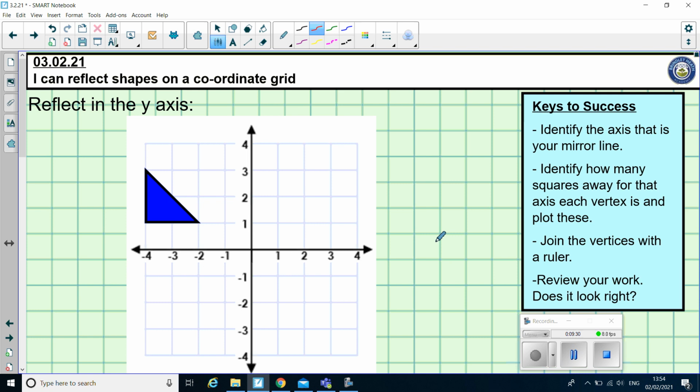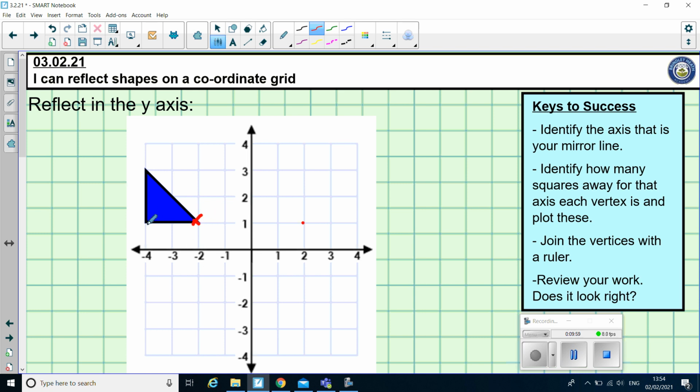Okay, hopefully you've had an opportunity to have a go at this at home, perhaps on the computer using Paint, or perhaps you've printed it off, or maybe you've just had a think about where it would go on the screen. Okay, remember I want to take each corner and plot each corner separately, or each vertex. So I'm going to start with this bottom vertex here. It's 2 squares away from my y-axis, so in the reflection, it must also be 2 squares away. So I'm going to put a little dot.